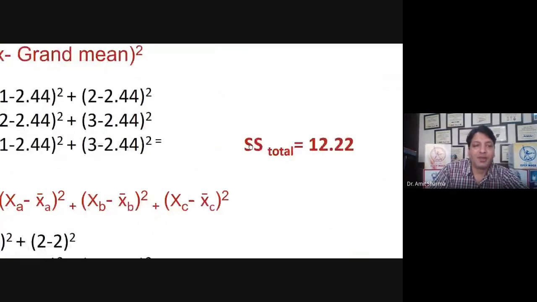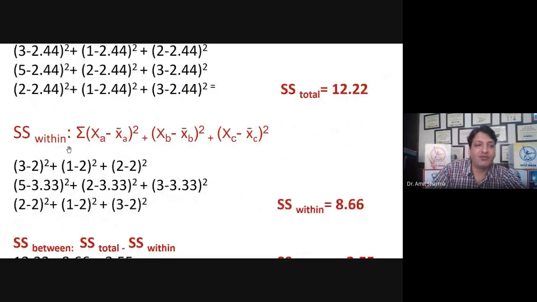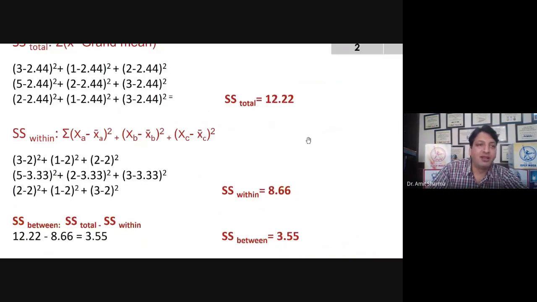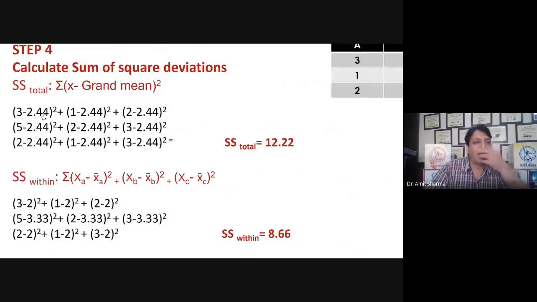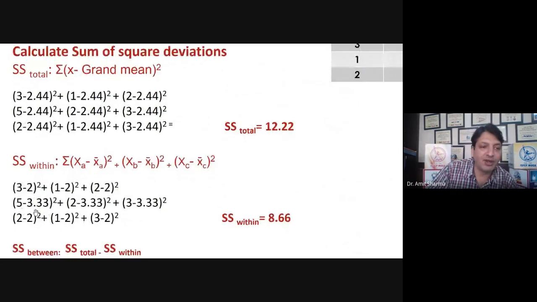12.22. Clear? The same thing if you want to calculate the within. So instead of grand mean, what you are going to do, you are going to take the mean of each group. See, in the SS total, we have reduced the observation from the grand mean, but here we are going to reduce the actual observation from the group mean.